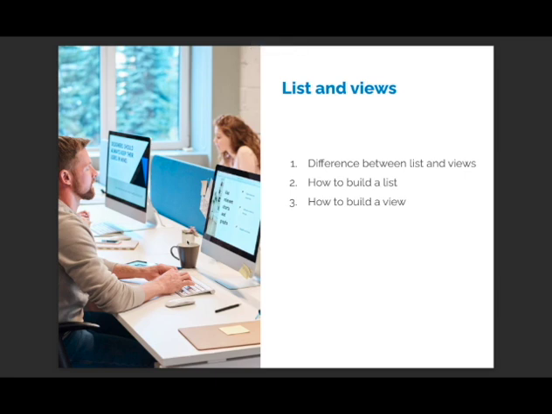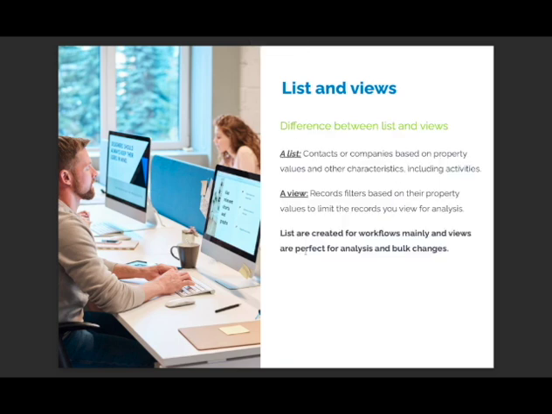Okay, so let's see list and let's see views. The difference between list and views, how to build a list, how to build a view. So a list are contacts or companies that, based on property values and characteristics, included activities that you use for marketing.